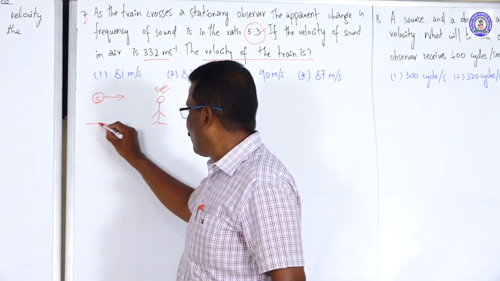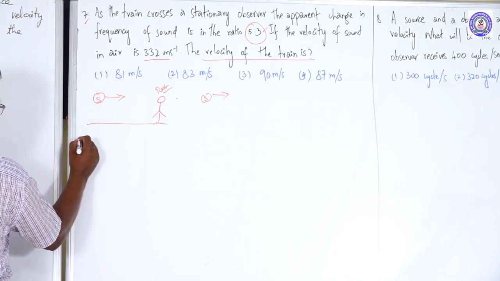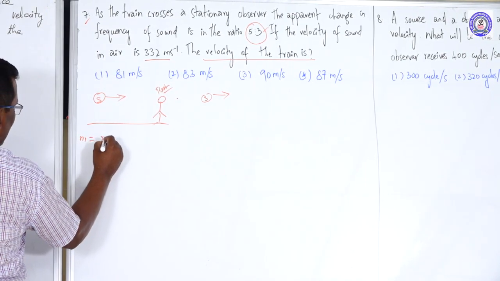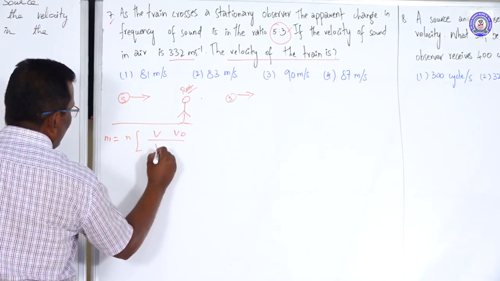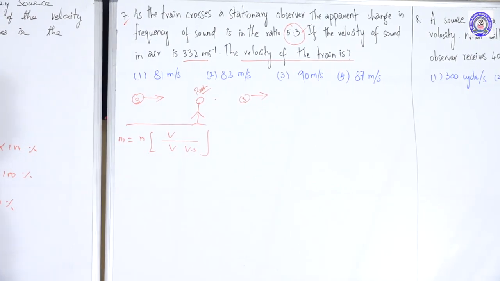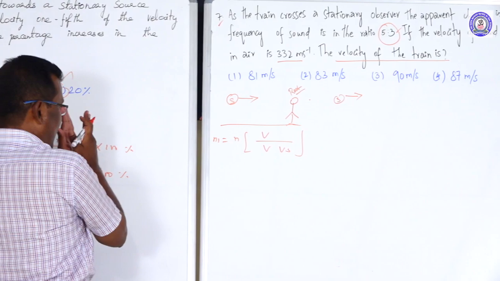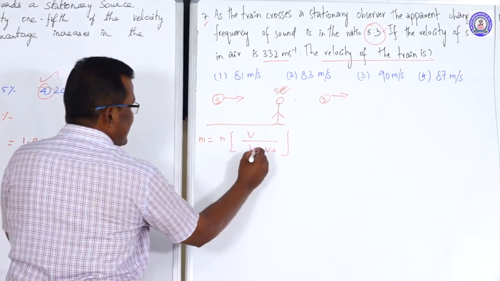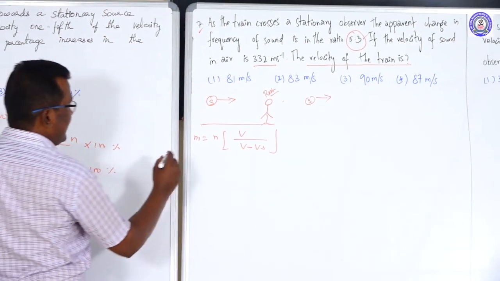So take number 1. n1 is equal to n v plus vo divided by v minus vs. Observer at rest, so vo is 0. The source is moving towards the observer from left to right, so that is negative. That is n1 in this case.